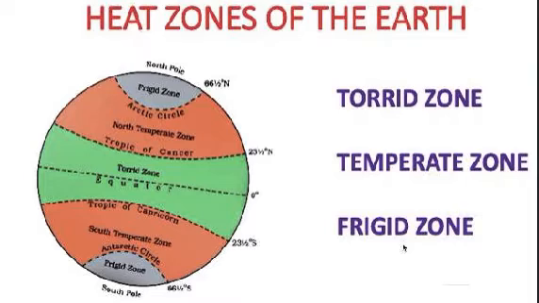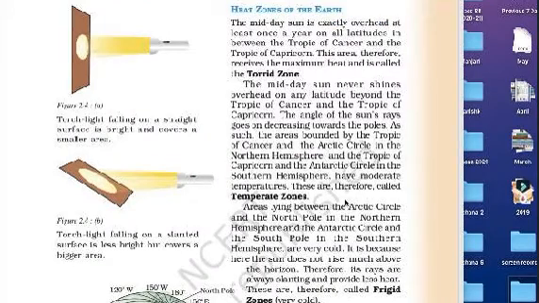Now let's discuss the important features or characteristics of these three heat zones. Okay, let's start with the torrid zone. We have already discussed that the area between the Tropic of Cancer and the Tropic of Capricorn is known as the torrid zone. This area receives the maximum heat. It gets the direct or straight sun rays, and the angle of the sun rays falling in this area is almost 90 degrees. That's why this area receives the maximum heat.